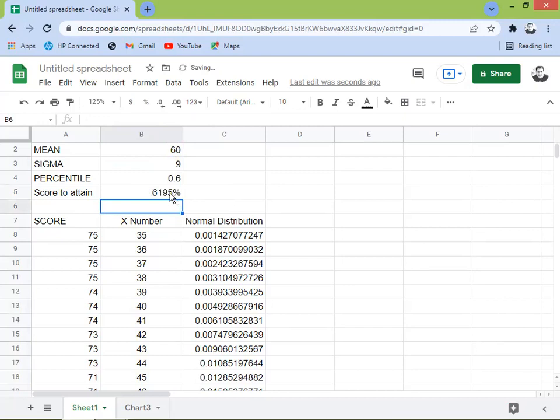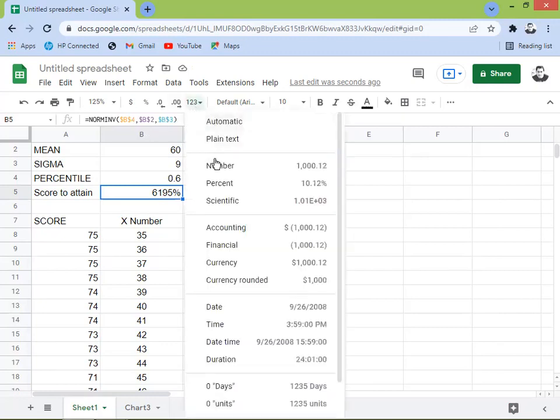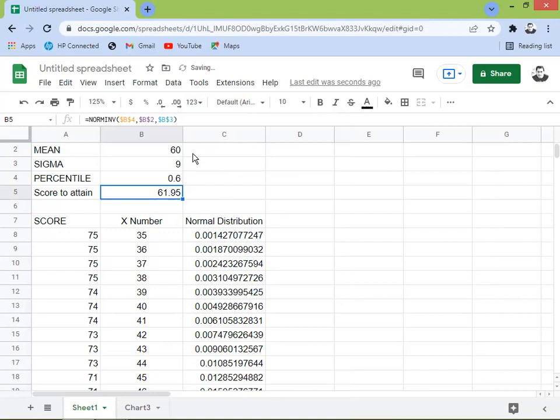We need just numbers for this, so remove the decimal places. Okay, 62. If we decide that we're going to put 0.5 or 50% of the population, that would be a score to attain of 60.